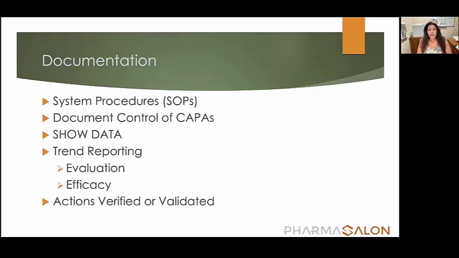If it is LOS results, anything that you are including in your investigation that helps you come to the conclusion, show that data. Now, your trend reporting. What are you extrapolating out of that data to show the evaluation of the situation and the efficacy? You're going to take that data and document how you're going to prevent this from happening. So your data all throughout. You want to be able to prove that the system is effective, so that trending to show that, and actions verified or validated.